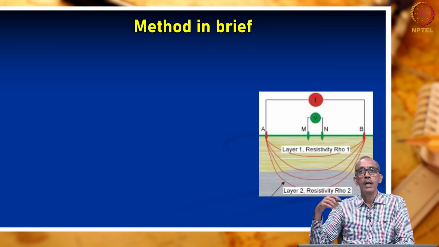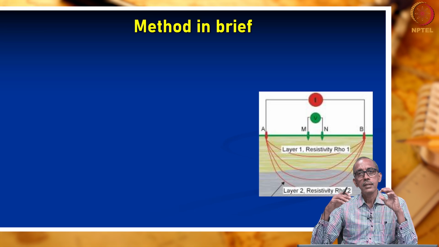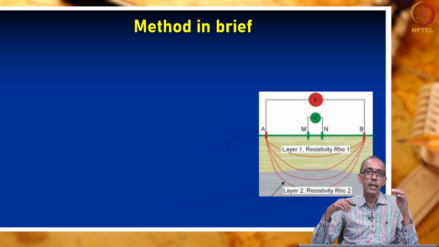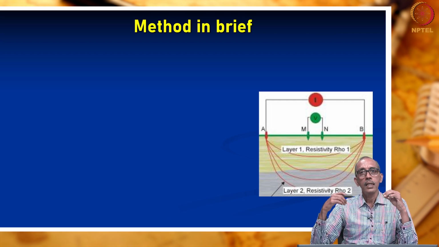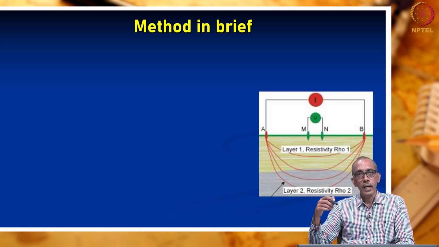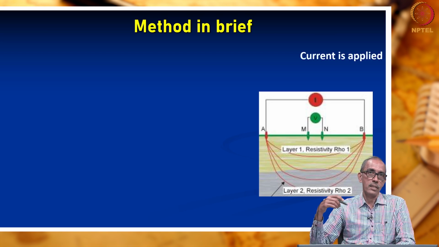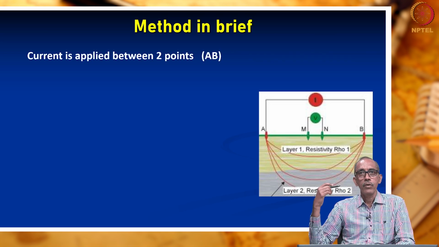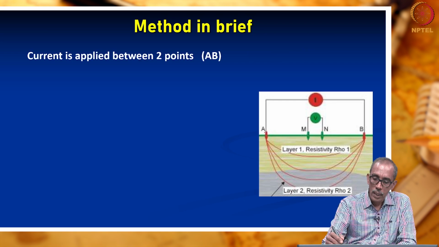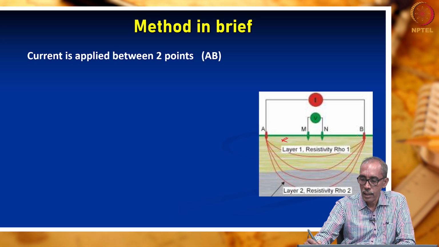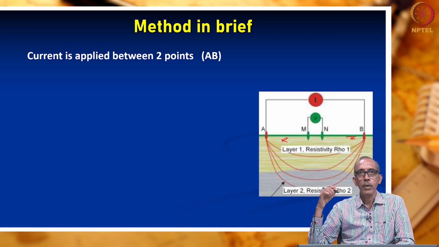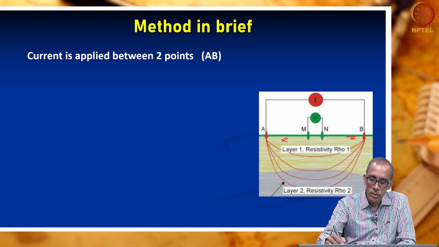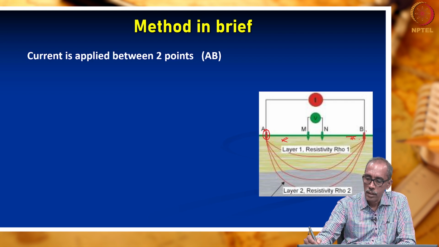Now, after having looked into some fundamental aspects of the electrical resistivity method, let us deep dive into how the survey is carried out on land to understand the subsurface. As you can see in this picture, the green line shows the surface of the earth, the ground surface. We are going to choose 2 points. Let us assume this is point A and this is point B.